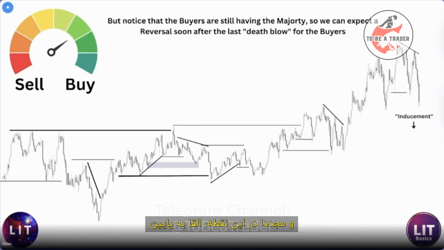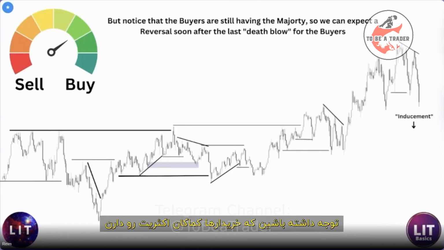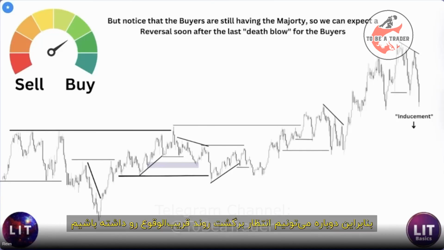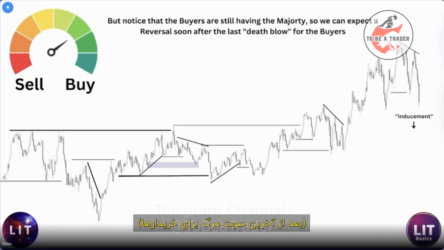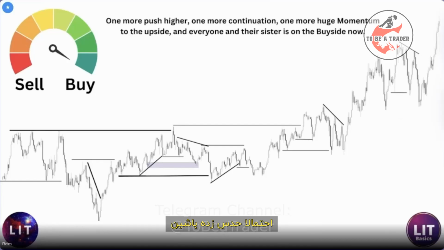And at this point, inducement low. Notice the buyers are still having the maturity. So again, we can expect reversal soon after one last death blow for the buyers. So how are they going to do it? Of course, you probably guessed it. They're going to choke them all.